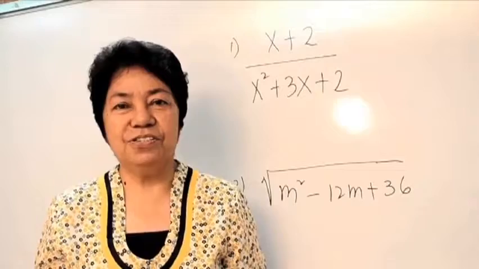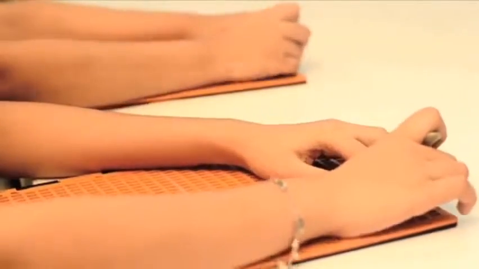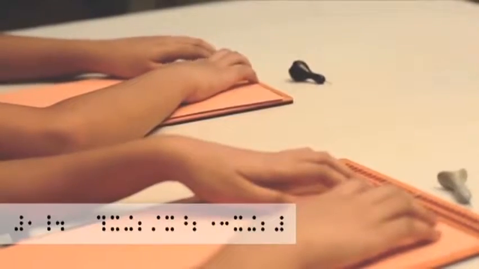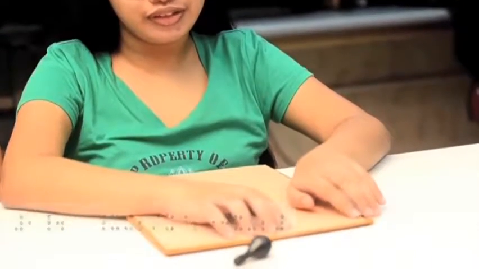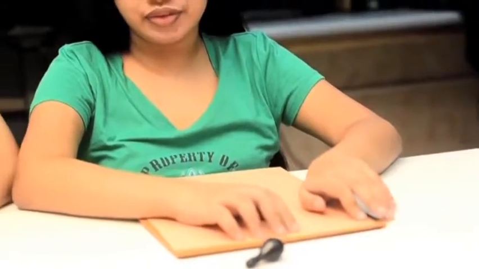Write the following equations: x plus 2 over x squared plus 3x plus 2. And next one, m squared minus 12m plus 36. Read the first equation, Angelica. X plus 2 over x squared plus 3x plus 2. Second equation, Edeline. The square root of m squared minus 12m plus 36.